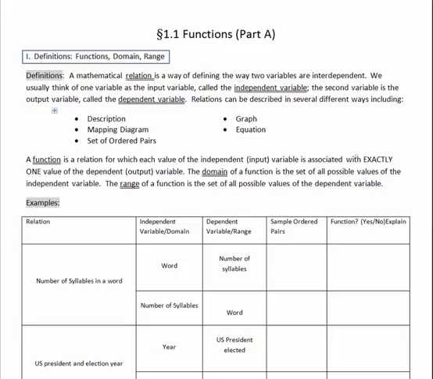Now, a function is a special kind of relation in which the value of every independent or input variable is associated with only one value of the dependent or output variable. If I have a function, I make the definition that the domain is the set of all possible input values. The range is the set of all possible output values. Let's take a look at a few examples. In the first two examples, what I have are descriptions.